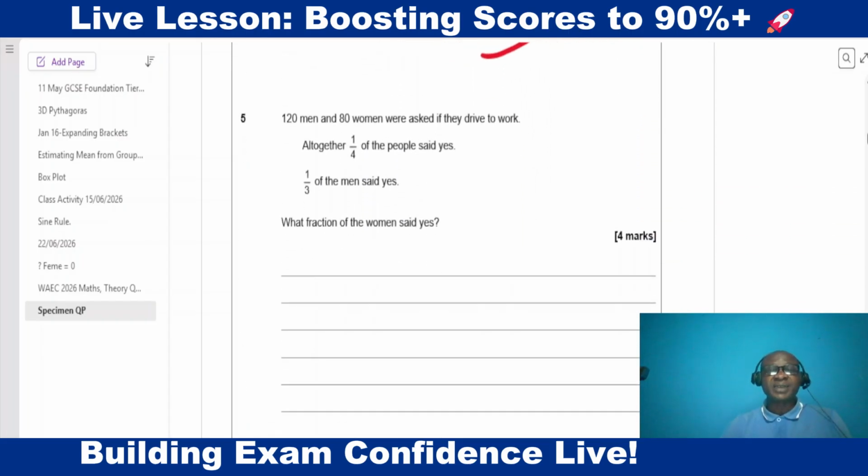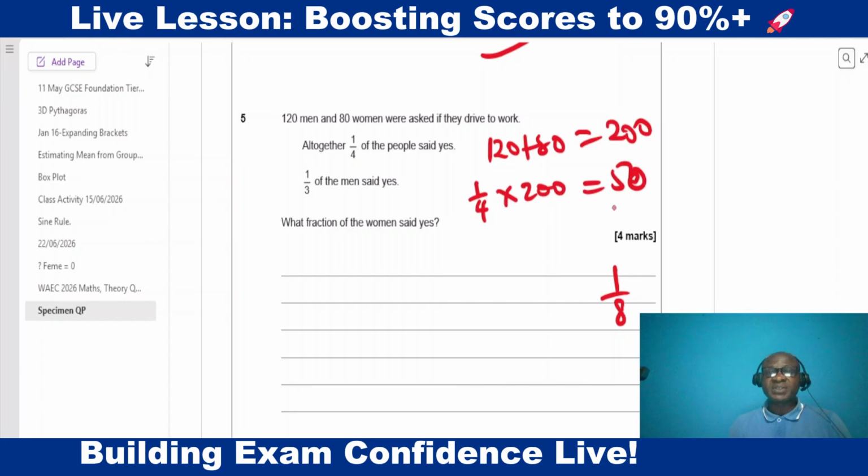What answer did you get? 1/8. 1 over 8. Can you explain how you got to 1 over 8? So there are 120 men and 80 women, and altogether one quarter of people said yes, and one third of men said yes. So from that, since one quarter of people said yes, that means 50 people said yes. Is that correct?